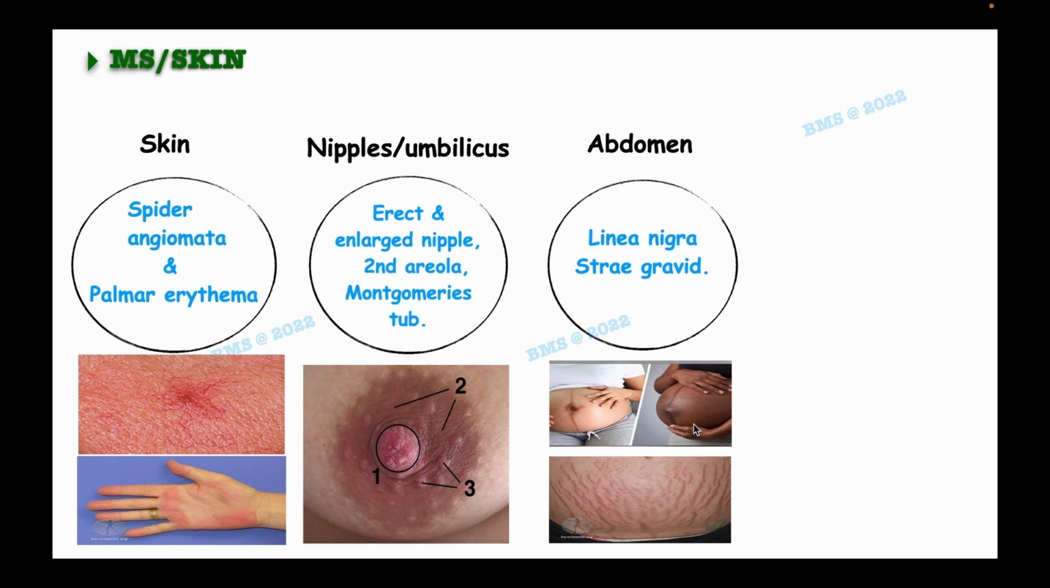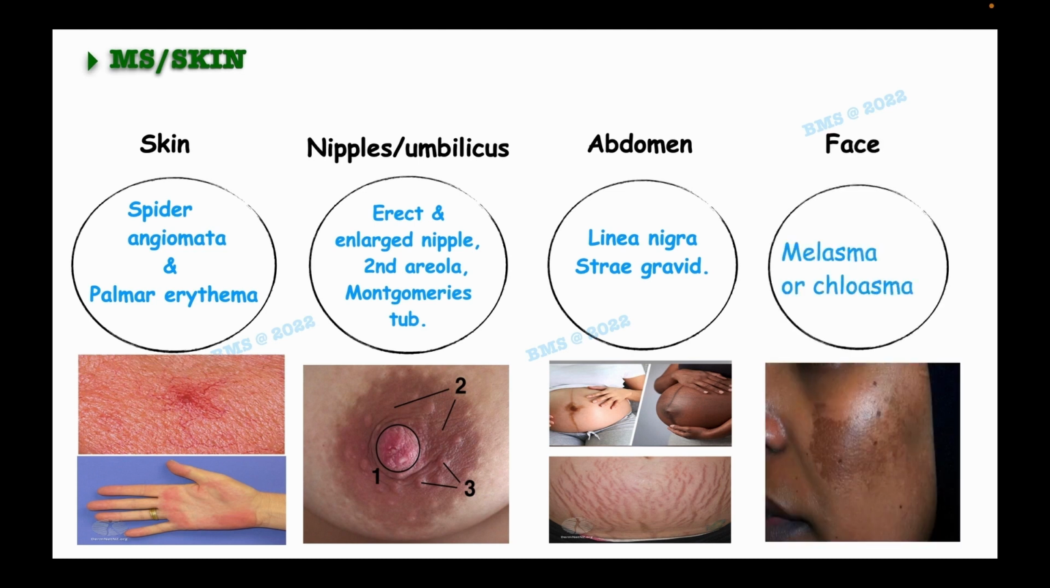Then, as a result of the increased deposition of the melanocyte stimulating hormone, we get hyperpigmentation almost all over the body. And so when it's found on the face, sometimes on the cheek, and also on the forehead and on the nose, we call it melasma or chloasma. So these are the changes we find in the skin.